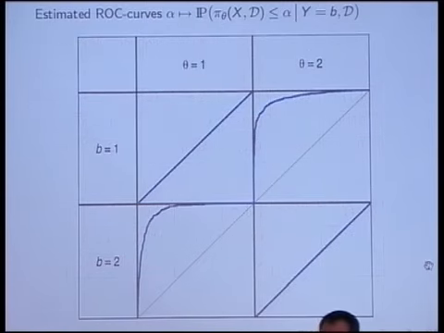Here are the corresponding estimated receiver operating characteristics. What I'm plotting here on the horizontal axis is always the unit interval, alpha between 0 and 1, and here's the probability that your p-value for a certain class is less than or equal to the given alpha. These are just the traditional ROC curves, but now computed with a cross-validation scheme, which should be more reliable than the traditional ROC curves.